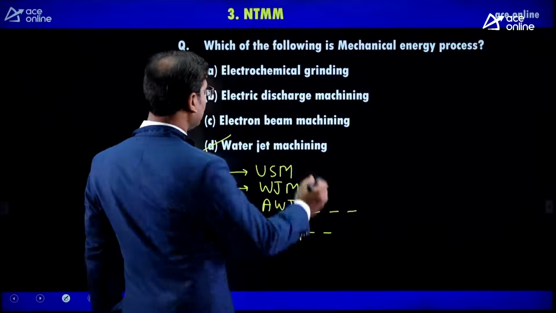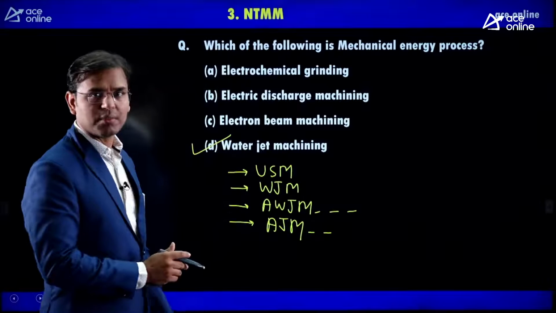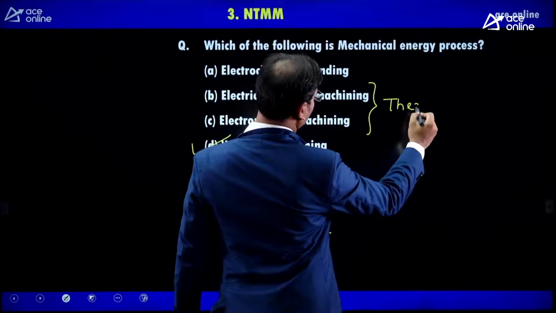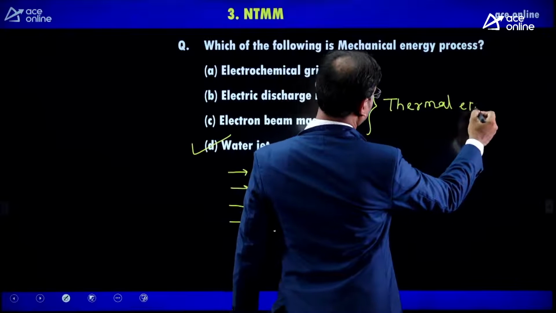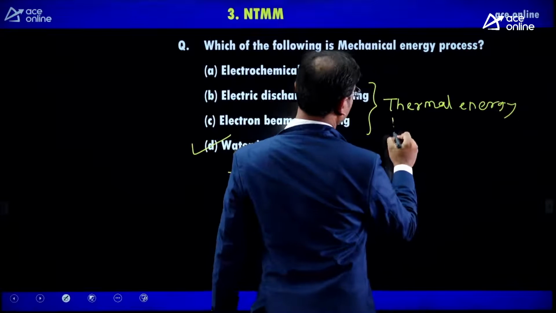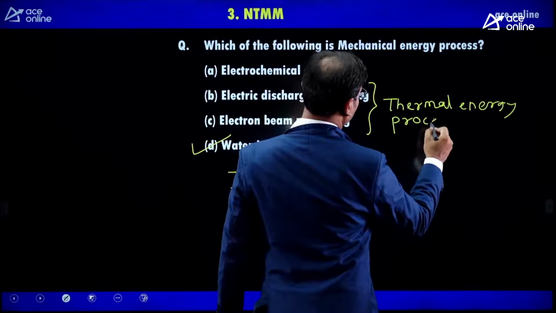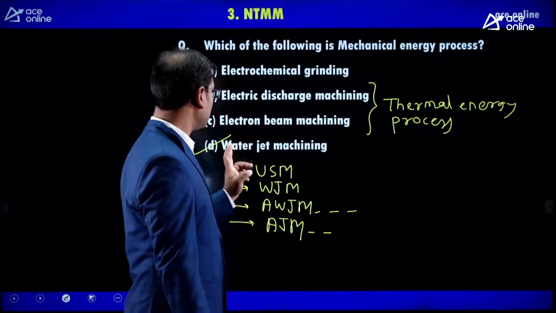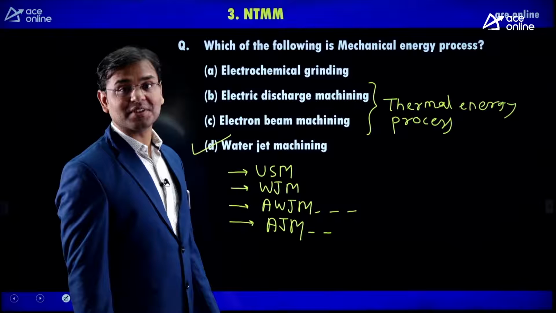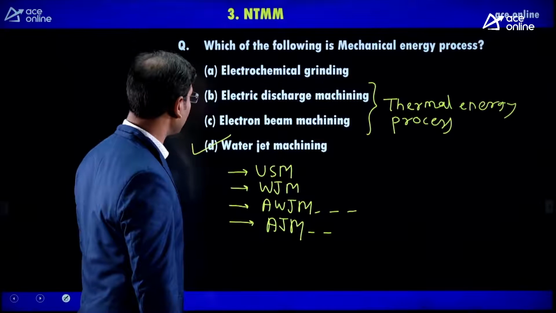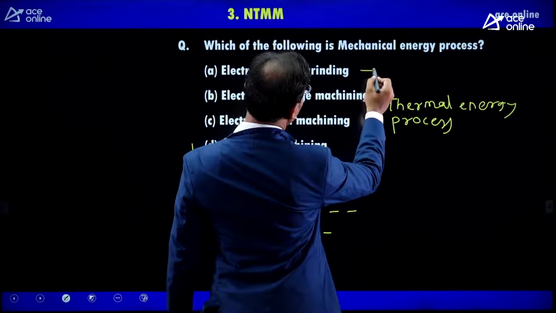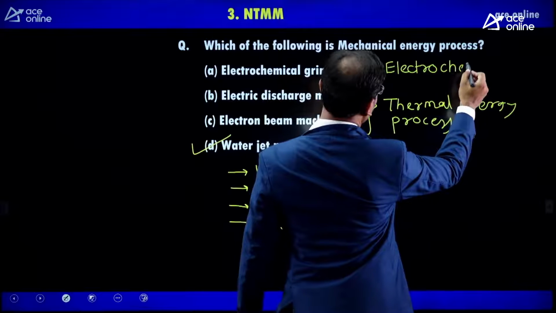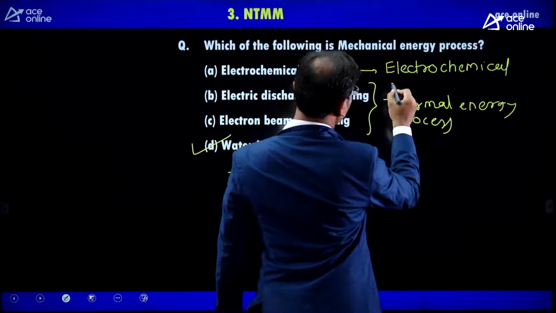Okay, here you can see EDM, electric discharge machining, and electron beam machining. These are examples of thermal energy processes. The thermal energy processes are electric discharge machining, electron beam machining, and laser beam machining. And electrochemical grinding means these are electrochemical energy processes.